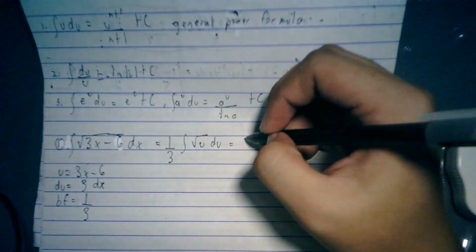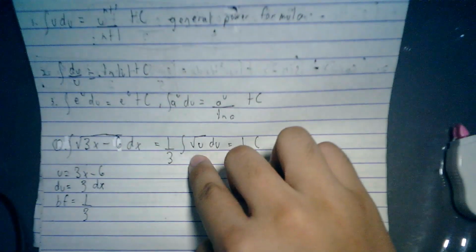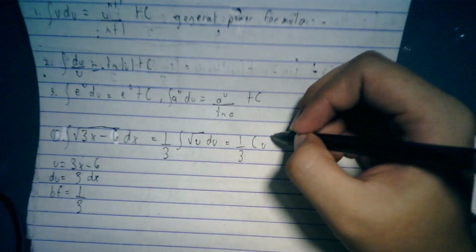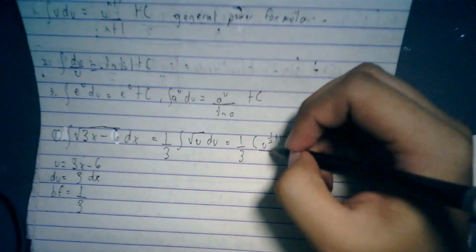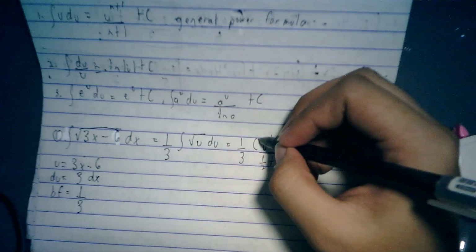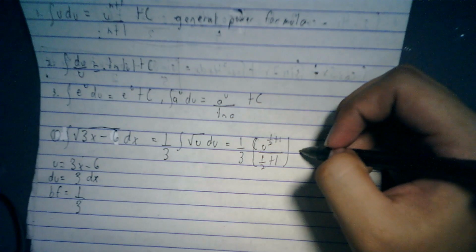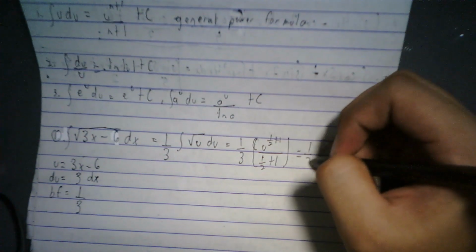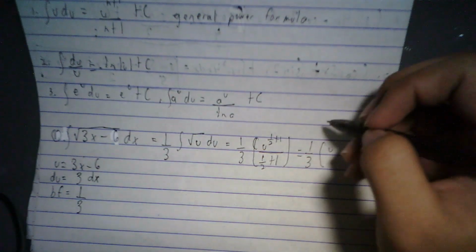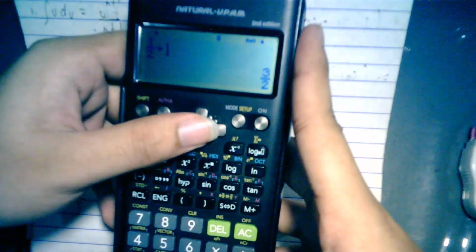So 1/3 times u square root of u is just u raised to 1/2. So u to the 1/2 plus 1, by using the general power formula, 1/2 plus 1. Okay, so 1/3 times u to the 1/2 plus 1, let me show you guys, is equal to 3/2. So 1/2 plus 1 is equal to 3/2.